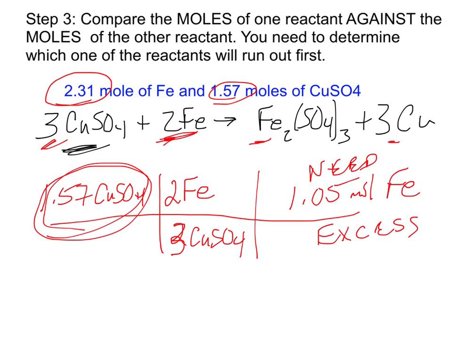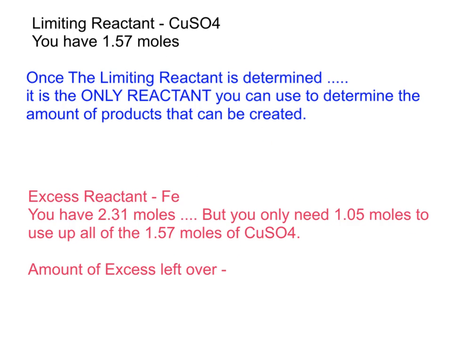So right off the bat, I can tell that my copper 2 sulfate is my limiting reactant. It's going to run out before I run out of iron. So we have figured out that my limiting reactant is the 1.57 moles. Now, once we've figured that out, this is the only reactant I can use to determine how much product I can make. I can't use anything else.